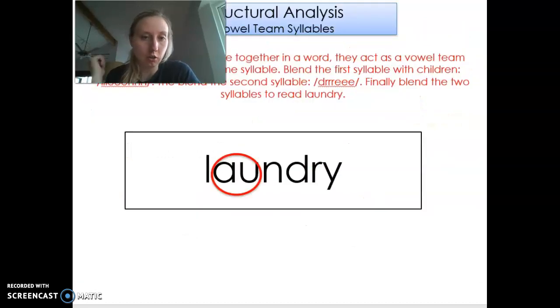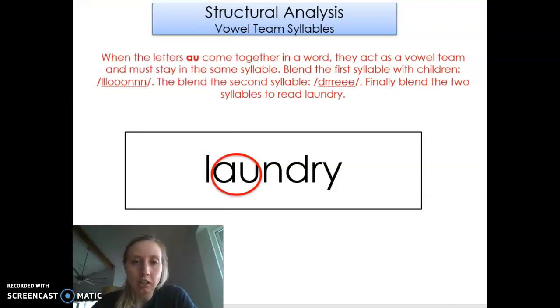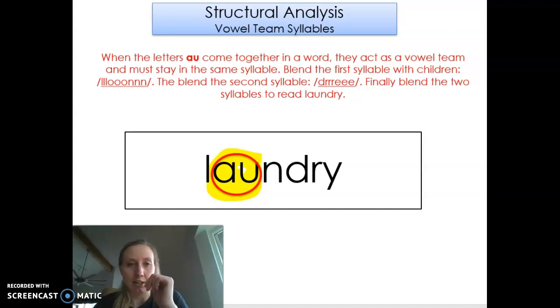Okay, so today we're learning about structural analysis, and we're talking about vowel teams. So when the letters AU come together in a word, they act as a vowel team. That means they stick together and must stay in the same syllable. So blend the first syllable.